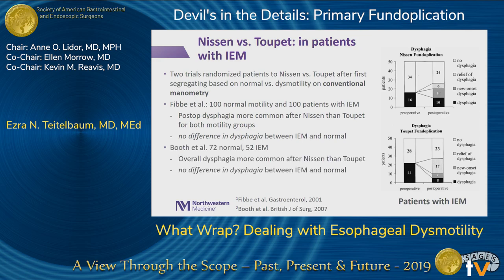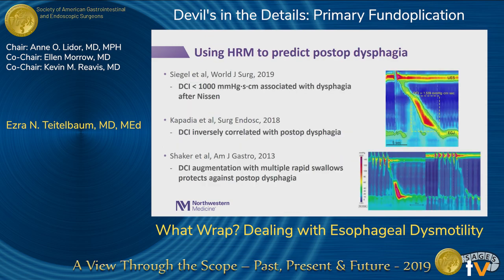The other randomized trial actually had pretty similar results. Overall, dysphagia was more common after Nissen than toupee, and there was no difference in dysphagia between the IEM and normal groups. So both papers concluded against a tailoring approach. So you should not tailor based on the IEM, sort of saying that IEM as based on conventional manometry is not a good predictor of postoperative dysphagia. However, I found it interesting in rereading these papers that neither one advocated for doing a toupee in everyone. So they were sort of very explicit about their conclusion against tailoring, but not so explicit in their conclusion about which was superior.